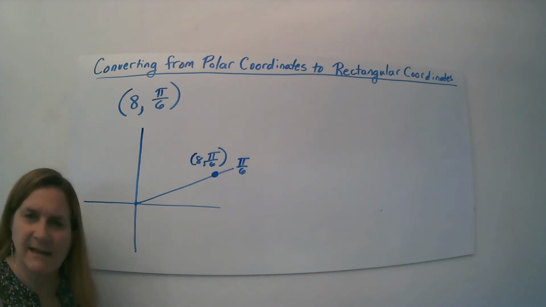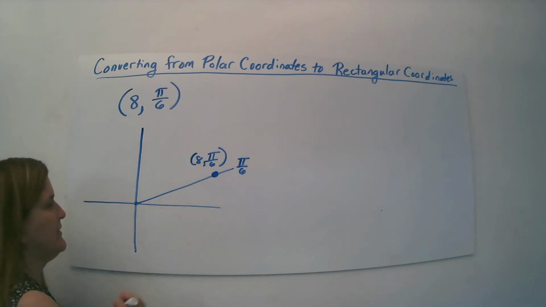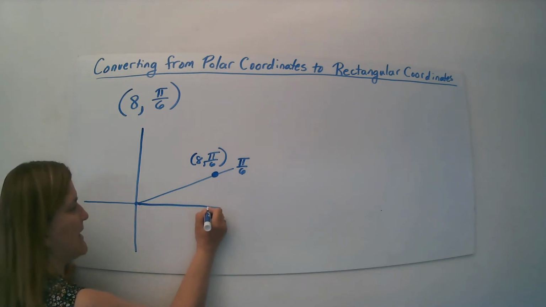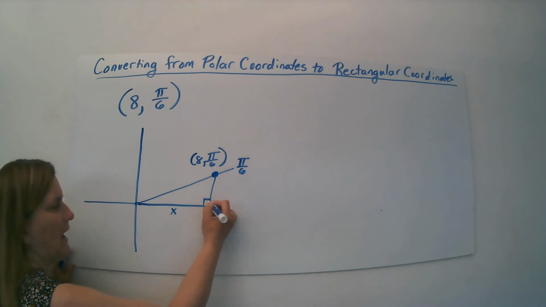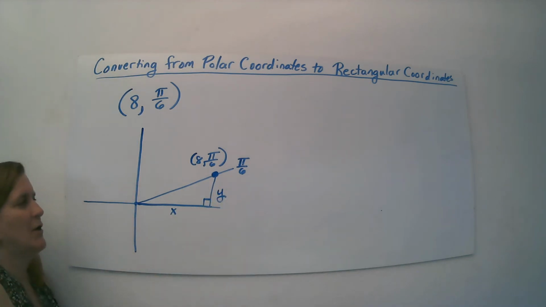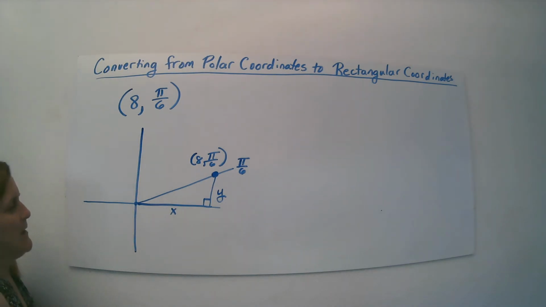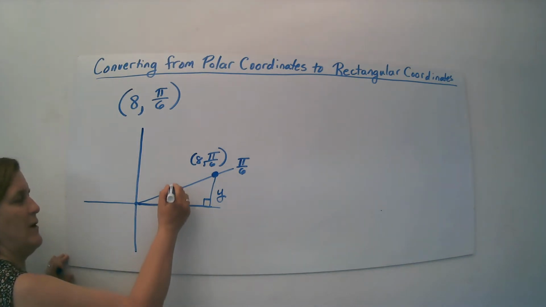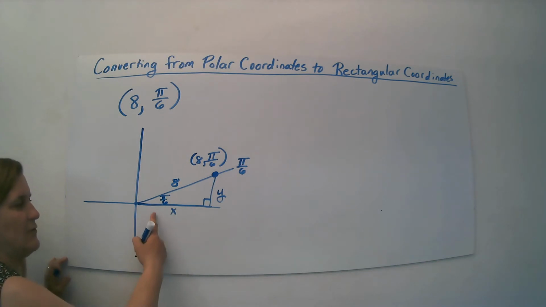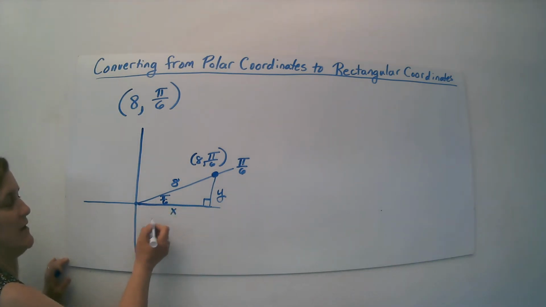But our task is to find what that would be in rectangular coordinates. In other words, if we were to find this x value right here, and this y value, and we wrote it as an ordered pair, we would have the representation that we need. But we have a triangle, and we've done this so many times in trig. If we know this angle is pi over 6, and we know this radius is 8, notice to find the x value, we could use the cosine of pi over 6.